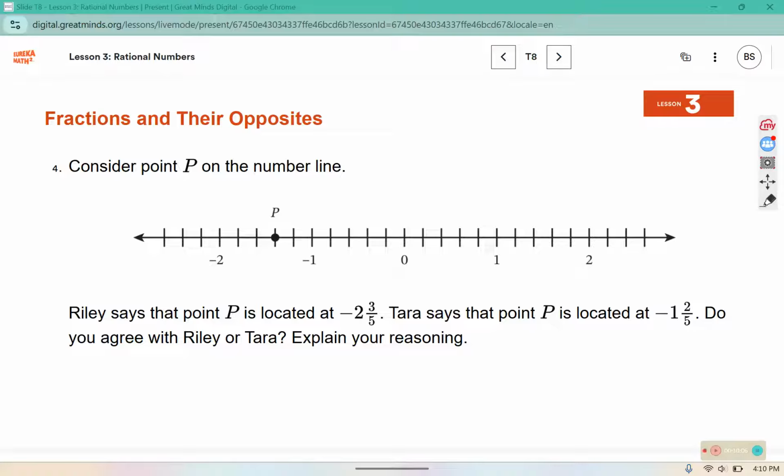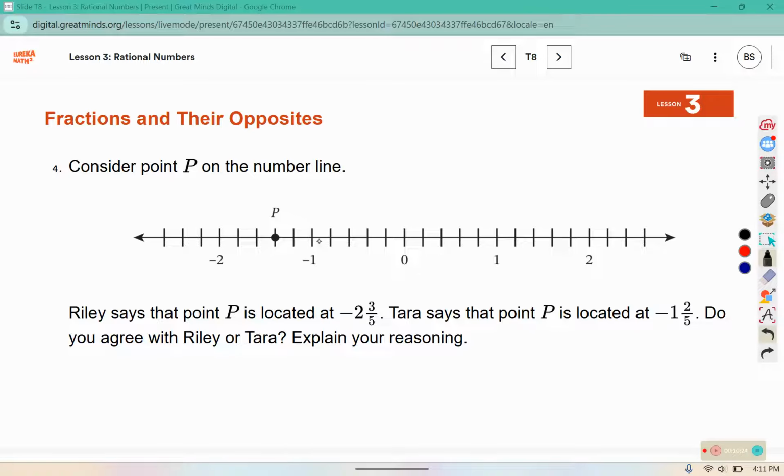Consider point P on the number line. Riley says point P is located at negative 2 3/5. Tara says point P is located at negative 1 2/5. Do you agree with Riley or Tara? Explain your reasoning.